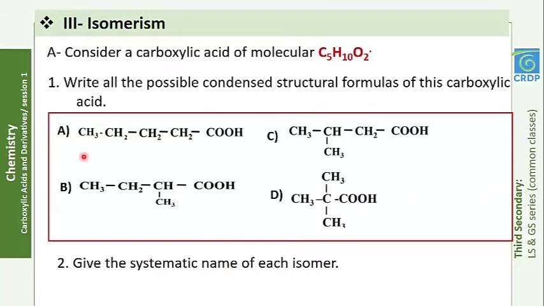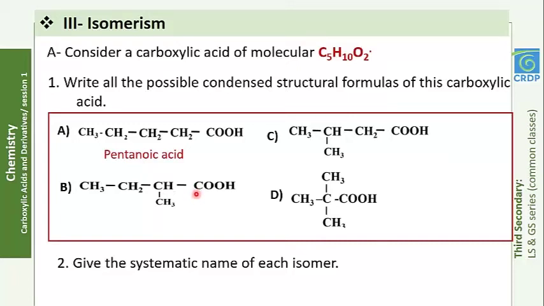This isomer, let us give its systematic name. 1, 2, 3, 4, and 5. From pentane, we put pentanoic acid. This, it's easy for you, isn't it? Start numbering from the carboxyl group. It has the most priority.